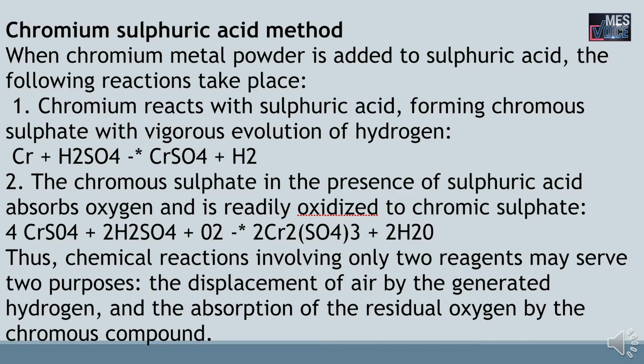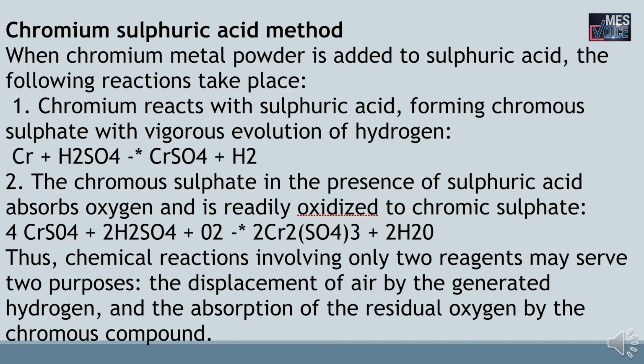And the next method is about using the chromium sulfuric acid method. So in this method, chromium metal powder is added to sulfuric acid and the reaction takes place. So when chromium metal powder reacts with the sulfuric acid, it forms chromous sulfate. At the same time, hydrogen gas is liberated. So the hydrogen gas thus liberated reacts with the oxygen which is already present in the jar and converts it into water. So thus anaerobic conditions can be maintained.